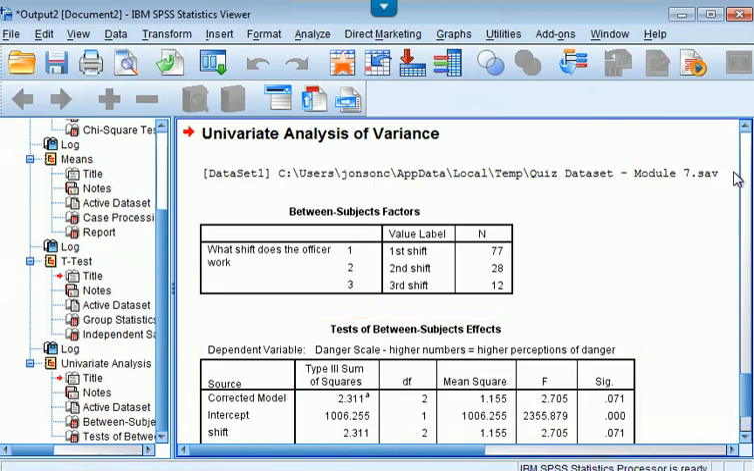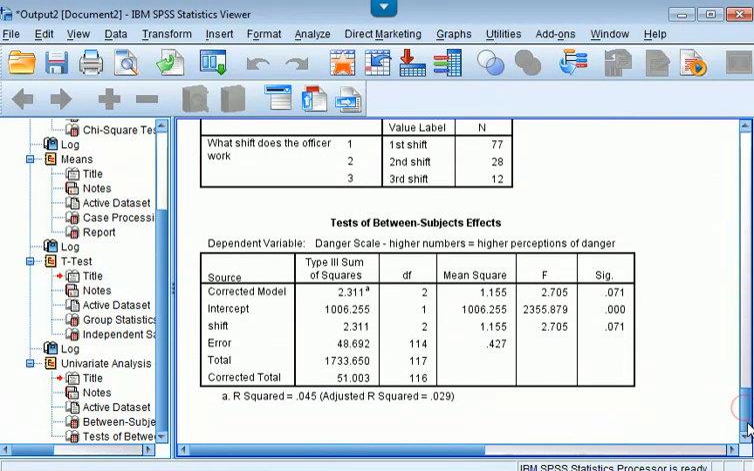Click OK, and you'll see the 3 shifts here. You really don't have to look at that box very often, but you can come here and look at the tests of between-subjects effects, and you will get an F value of 2.705, and the significance is 0.071. So there is not a significant relationship between shift and how much danger someone perceives, because this 0.071 exceeds the 0.05.